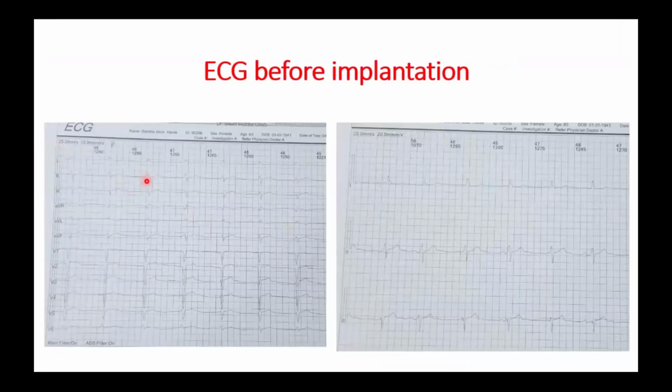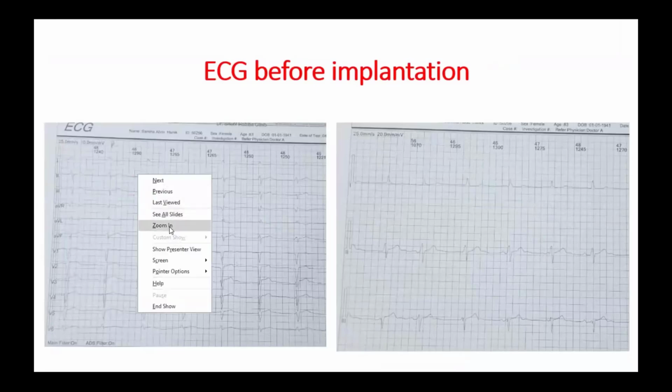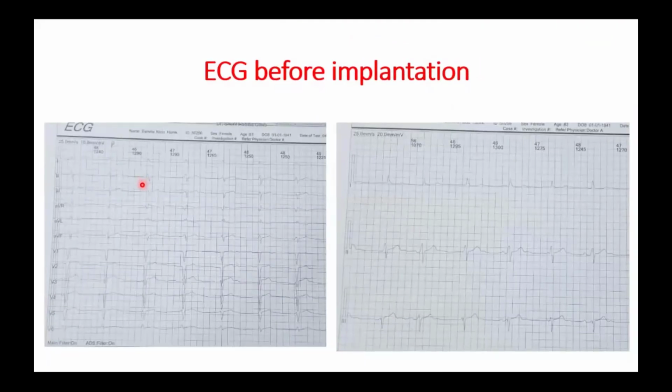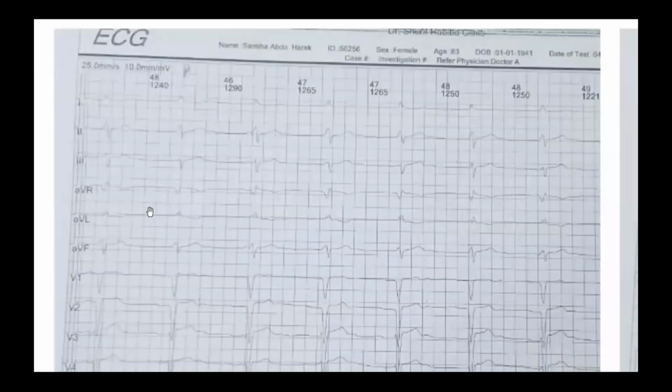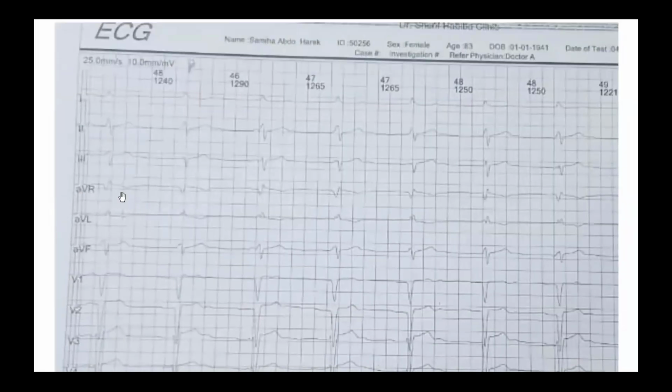Enlarge it again. Can you see this? Yes. Here is the P wave. Here's the P wave. So this is the junctional rhythm. The patient had sinus bradycardia and accelerated junctional rhythm as an escape rhythm at 47 beats per minute. Look, here the heart rate is up. So for this, she received a dual chamber pacemaker.